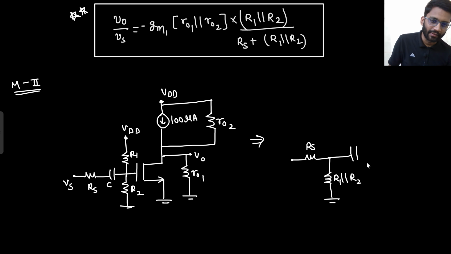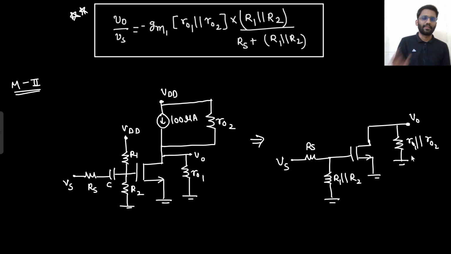This would be RS, this would be R1 parallel R2, and here you are having this MOS, and from V0 to ground you are having R01 parallel with R02, and this is your VS. That's it. This was your M1. So this is the small signal analysis. Did you get to know?